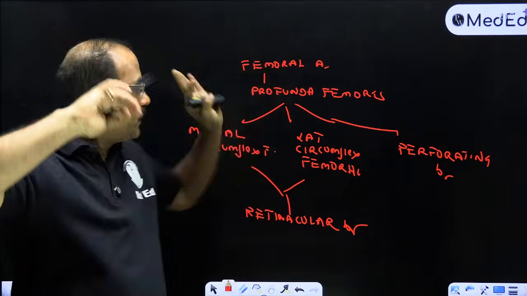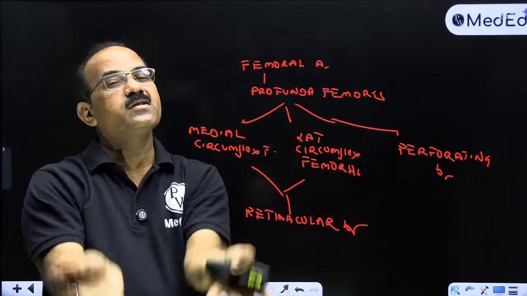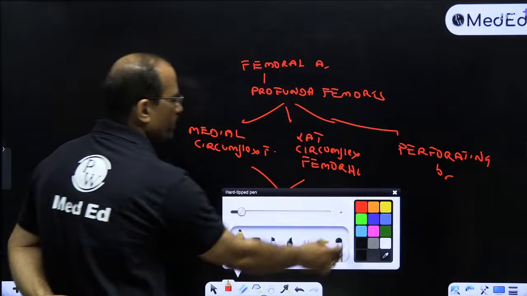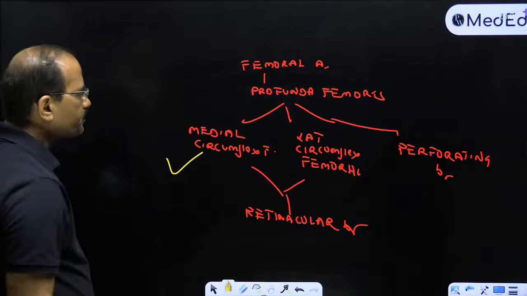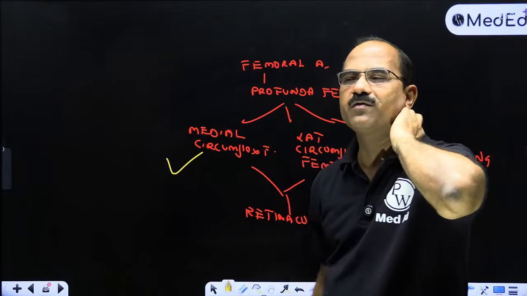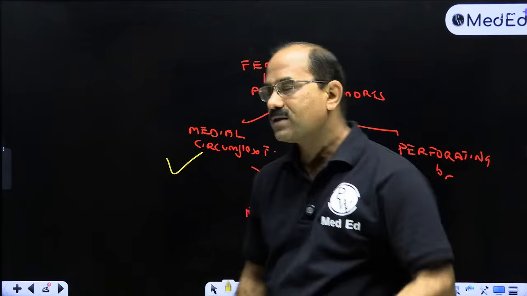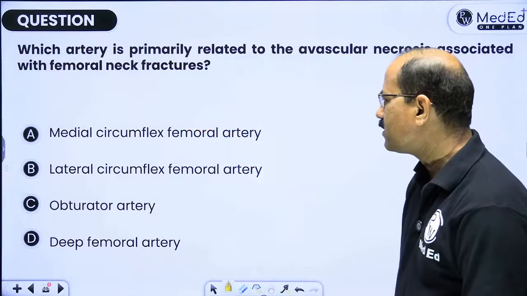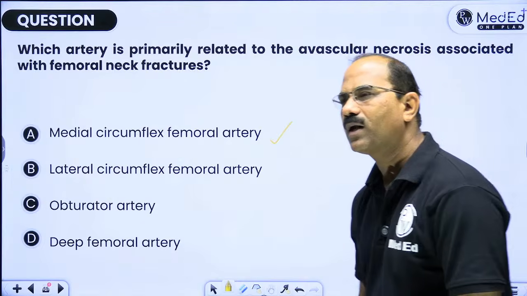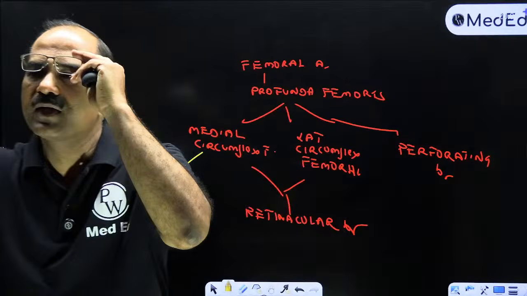But medial and lateral दोनों retinacular branches देते हैं, but the main artery is the medial circumflex femoral artery. So the main artery which gives branches to supply the head and neck of femur is medial circumflex femoral. कौन सी branches है वो? Retinacular branches of medial circumflex femoral artery. उसकी branches है retinacular branches.